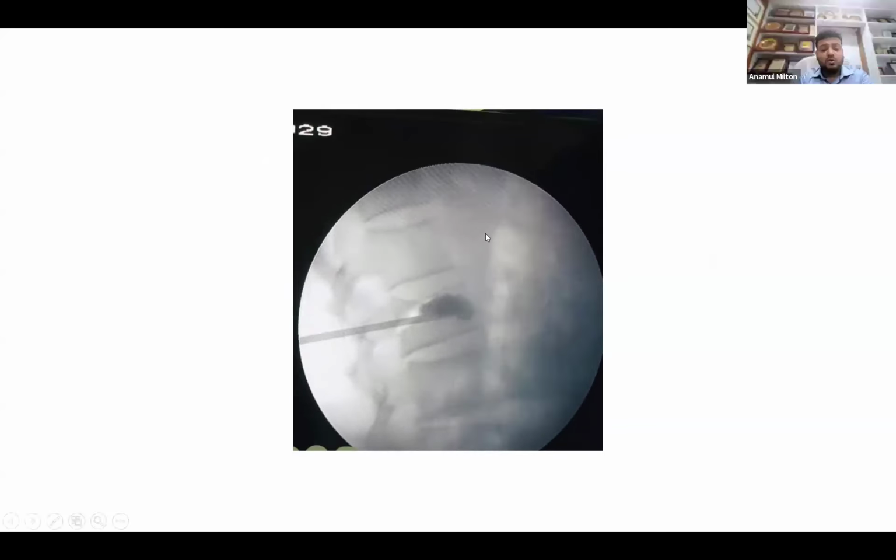We have filling mostly the anterior 3/4 and posterior 1/4, never filling the posterior with the cement. So almost filling. After that, we take the AP, and we see that almost the full vertebral area is filled with the cement.